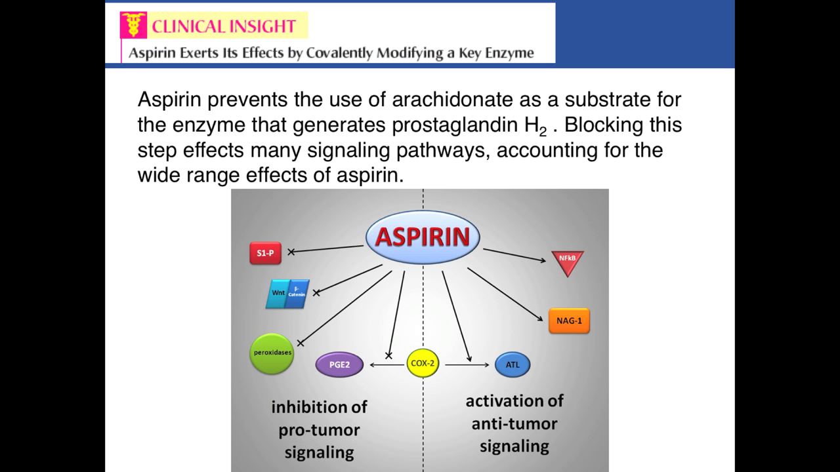So aspirin, just as we mentioned, prevents the use of arachidonate as a substrate for the enzyme that generates the prostaglandin H2, which we talked about as an inflammatory agent. So it can block the COX-2 mechanism, peroxidases, all these other different mechanisms. It's an inhibitor of all these signaling mechanisms, and that can decrease inflammation along the way.